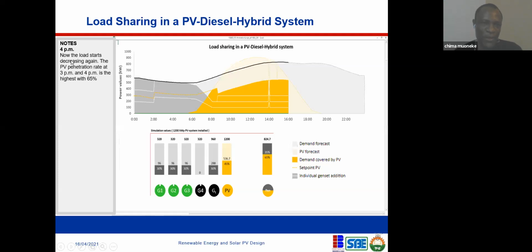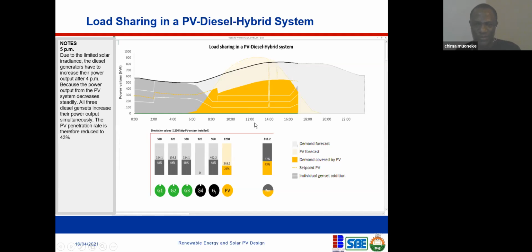So at 4 p.m., now the load starts to decline. You can see that the load has gotten to the peak and it begins to decline at this point. Now the PV penetration rate at 3 p.m. and 4 p.m. is the highest with 65%. So this is the highest penetration rate that we've seen at 65%. Okay, so from this point on, the PV will begin to drop, as well as the load will begin to drop.